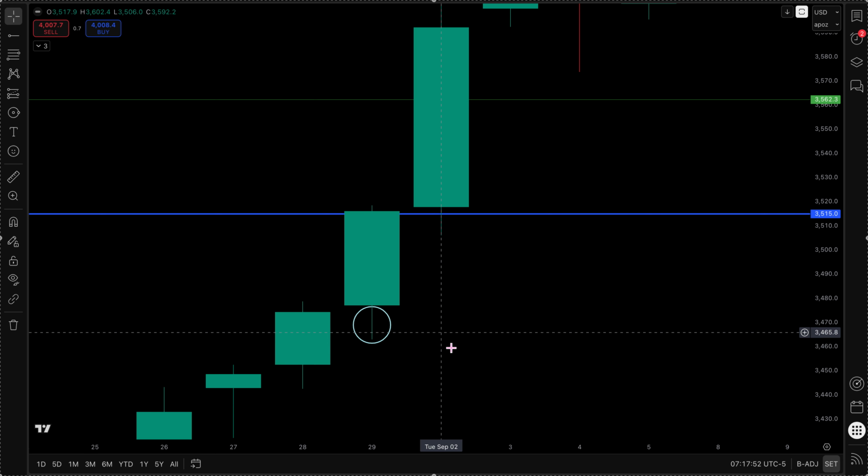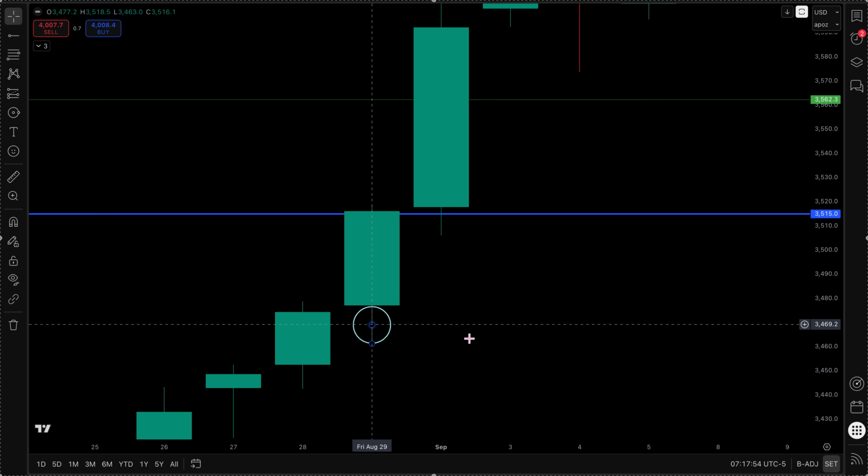This is where you're buying at, around this wick right here. You're buying around that wick, and your entry is going to be around this wick. Your stop loss goes back to the low of the wick, and you let price take off.